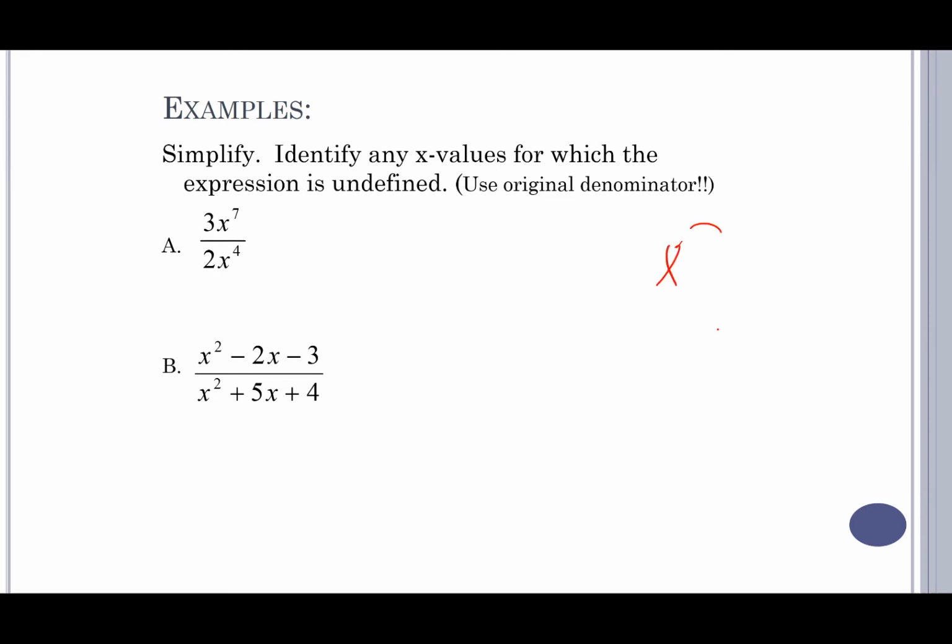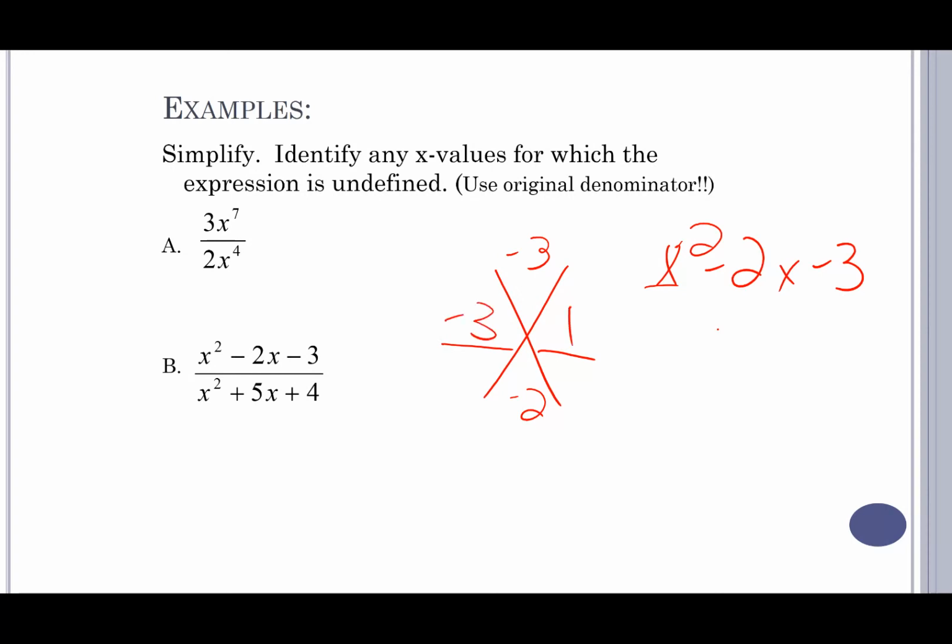For the numerator, I've got x squared minus 2x minus 3. Now to factor this, because it's a trinomial, I'll use product and sum. So a times c, that's 1, because it's 1x squared, times negative 3. So that's negative 3. And then b is negative 2. My goal is to figure out what two numbers multiply to make negative 3 and add to make negative 2. In this case, I believe it would be negative 3 and positive 1. Negative 3 times 1 is negative 3. Negative 3 plus 1 is negative 2.